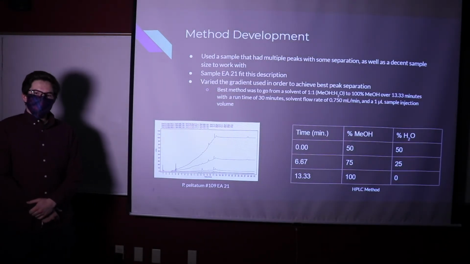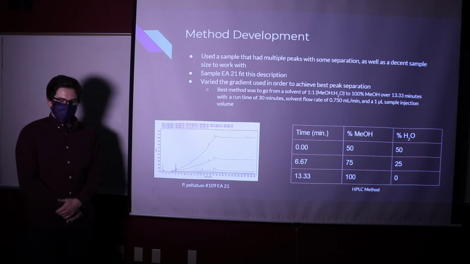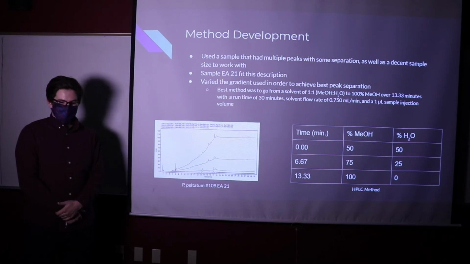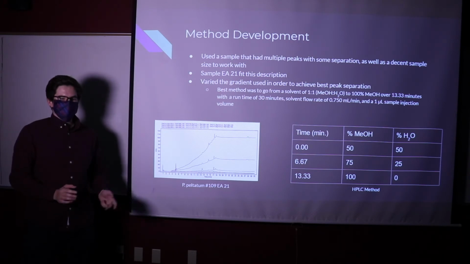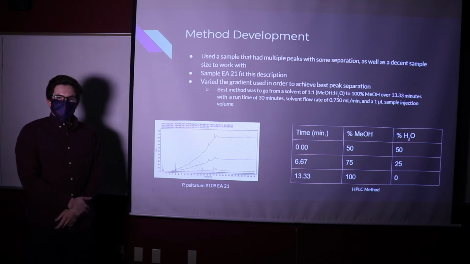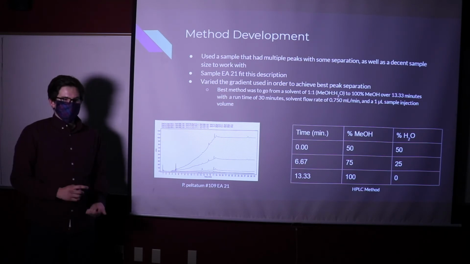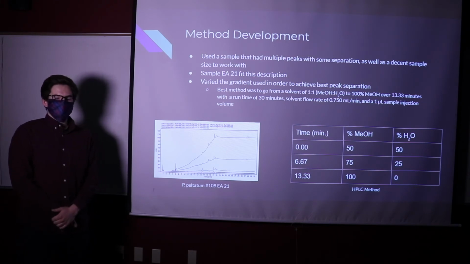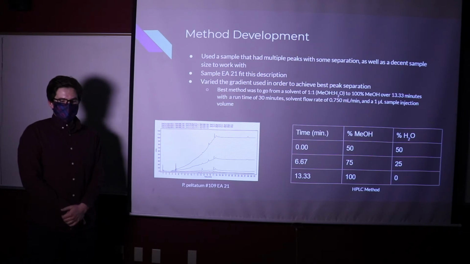After deciding what samples looked promising to run on HPLC, I then worked to develop a method of HPLC that would maximize the peak separation in the spectra. So what I did with this was I toyed around with the variables of flow rate, solvent gradient, and runtime to maximize that peak separation. What I ended up deciding with the method was a runtime of 30 minutes, a flow rate of 0.75 milliliters per minute, an injection volume of 1 microliter, and a gradient for the solvent that transitioned from a concentration of 50% methanol and 50% water to a concentration of 100% methanol over about 13 minutes.